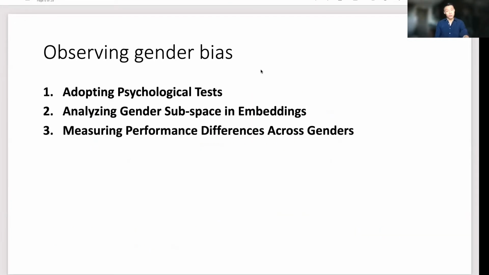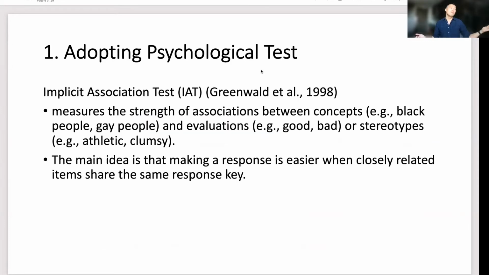So how do we know? What is the methodology of doing that? So we do something very close to a classic psychological test called the implicit association test. So in IAT, implicit association test, participants are asked to make some sort of association task, and so you can measure the association between concepts and evaluation or stereotypes.